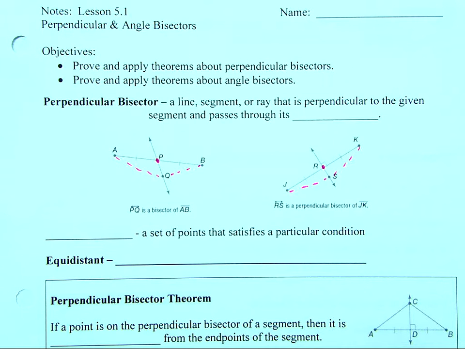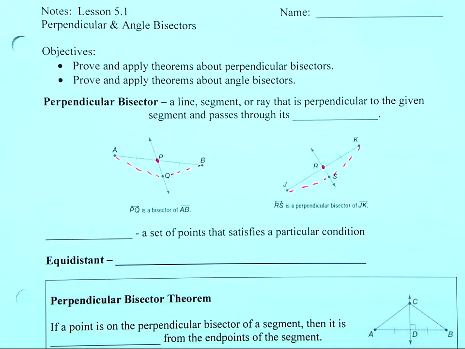In Chapter 5, we're going to be talking more about triangles. In Lesson 5.1, we're specifically going to focus on perpendicular and angle bisectors. These are two topics that we've talked about earlier in the year. We're just going to refresh on those and maybe add a little bit more new information.